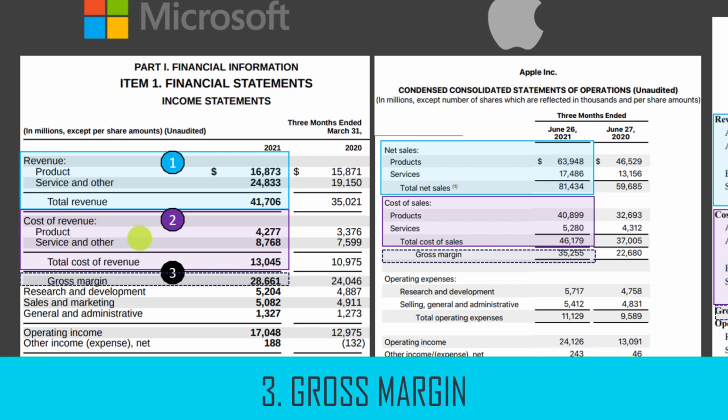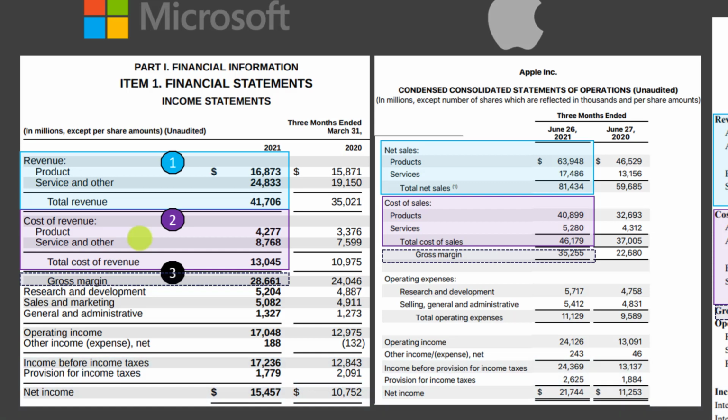The gross margin is nothing but if you take the total revenue amount and subtract the cost of the revenue, then you get the gross margin. So in this case, $41,706 million, subtract $13,045 million, then you get $28,661 million. This is the gross margin. This is a good indicator of the margin of our products or services.